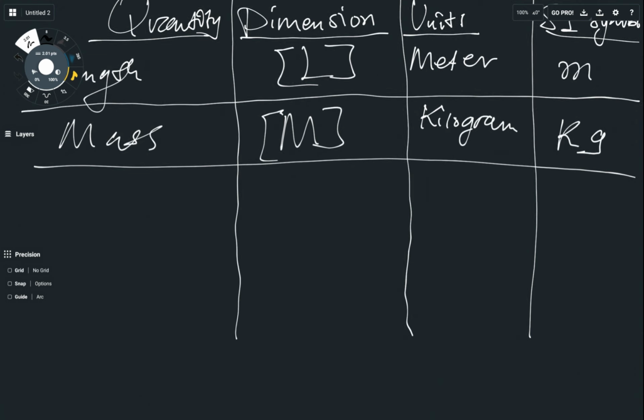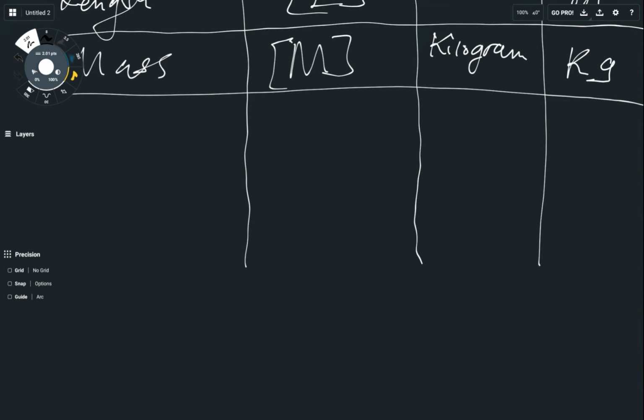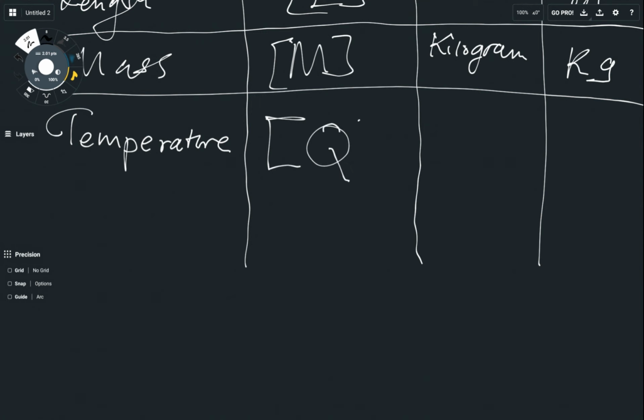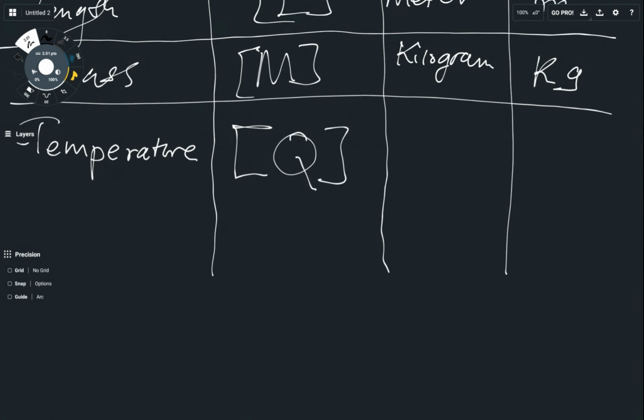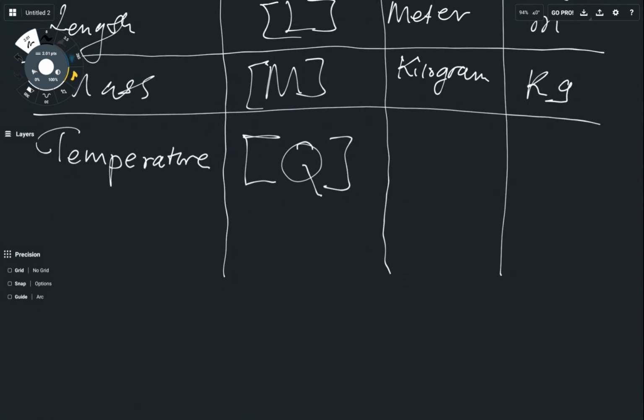Then let's also look at temperature. The dimensions for temperature is a capital Q. Then the units are what we call kelvins. If there's a Kelvin watching this, then I guess you're famous, bro. Then the symbol is simply just a capital K.